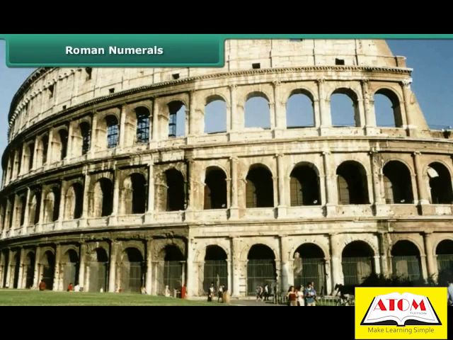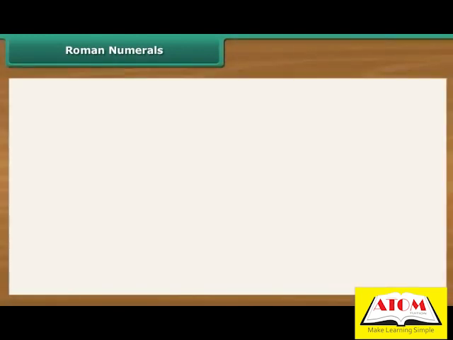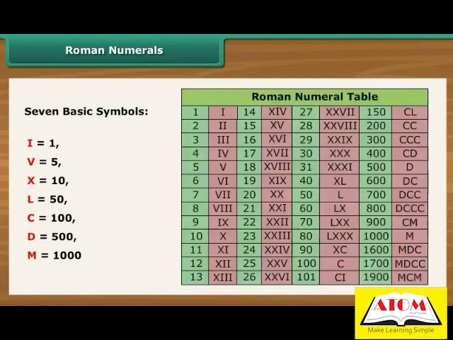Roman numerals. We use the Hindu-Arabic system of numerals. Another system of writing numerals is the Roman system. It is one of the oldest systems of writing numbers which is still prevalent at many places. Unlike the Hindu-Arabic numeral system, the Roman numeral system uses 7 basic symbols to represent different numbers. The symbols are as follows. Look at the table of symbols.